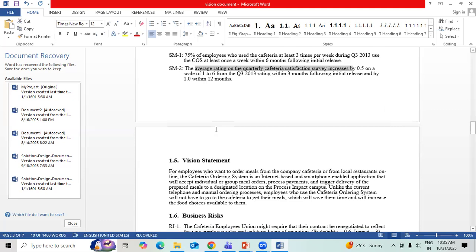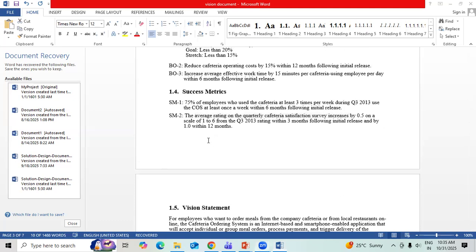Next, about the vision statement part. This can be discussed in the coming sessions.